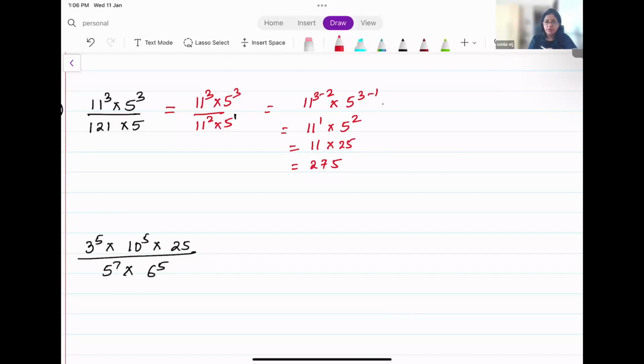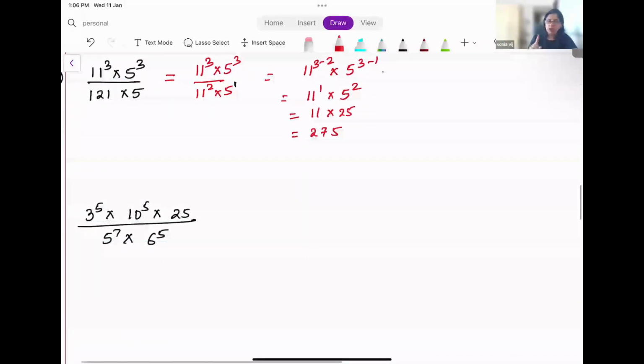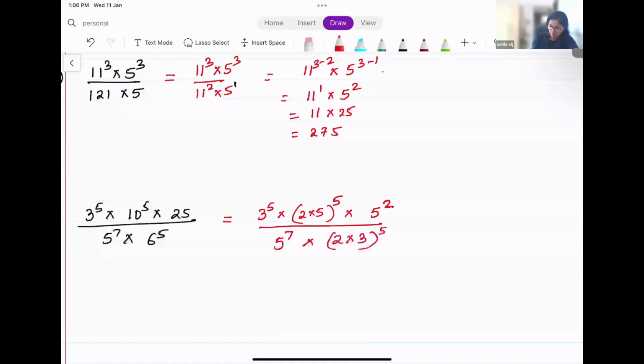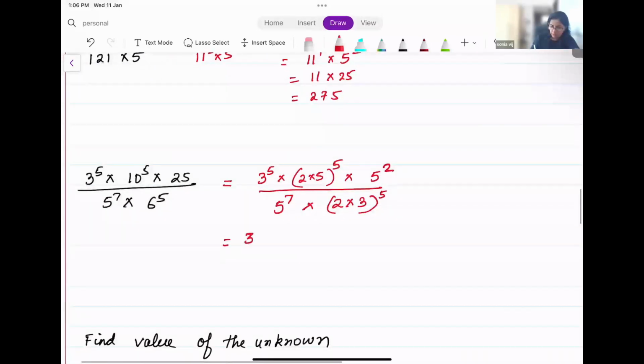I hope you understand what we have done. First, we are breaking it down into its prime exponential factors. 3 to the power 5. 10 can be broken down into 2 into 5 to the power 5. 25 becomes 5 square upon 5 to the power 7 into 2 into 3 to the power 5. Now, opening the brackets, 3 to the power 5 into 2 to the power 5 into 5 to the power 5 into 5 square, 5 to the power 7 into 2 to the power 5 into 3 to the power 5.